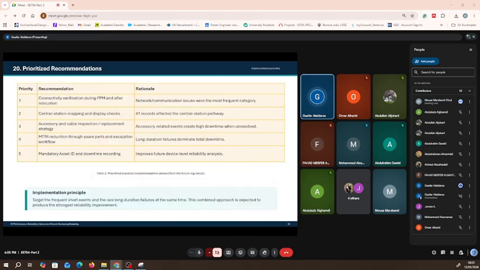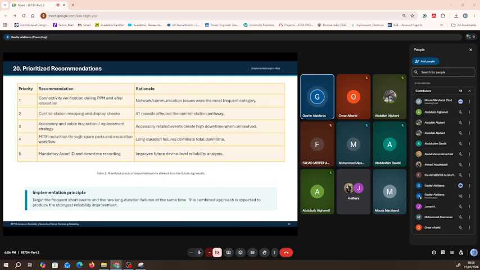This slide presents the prioritized recommendations derived from the analysis. The first priority is connectivity verification during PPM, preventive maintenance, after monitor relocation. This is justified because network and communication issues were the most frequent category. The second priority is central station mapping and display check. This is important because 41 records affected the central station pathway.